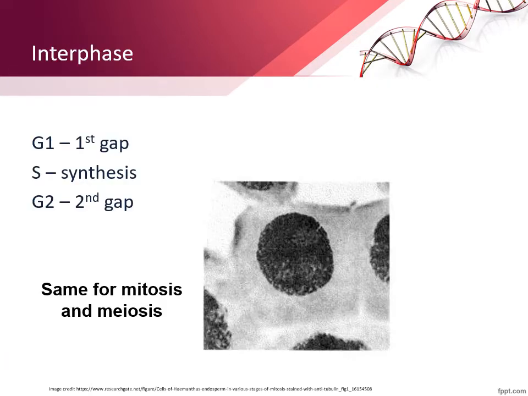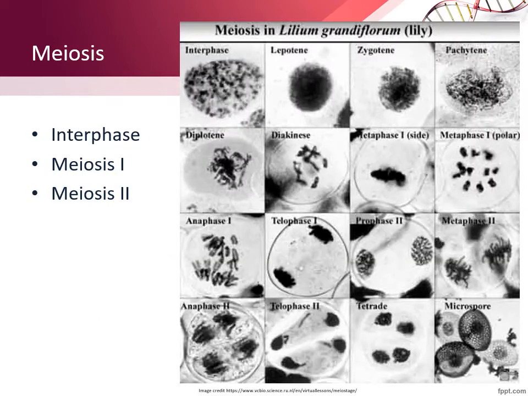So let's talk about interphase one more time. G1, S, G2. G1 and G2 are those gaps. We're going to have lots of growth, lots of cell function, and we're going to duplicate some organelles. S is synthesis of the DNA. It is DNA replication. This happens for both mitosis and meiosis.